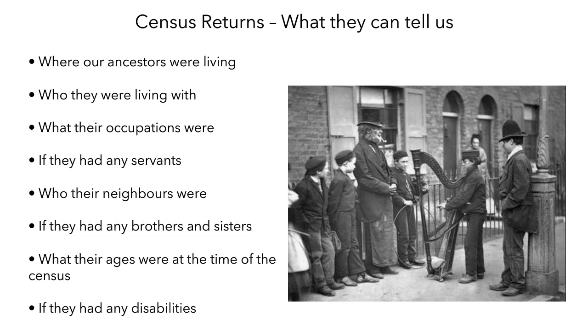So, quick rundown of what censuses can actually tell us. Obviously, they will tell us where our ancestors were living. They will tell us who they were living with, what their occupations were, which is always lovely to see, whether they had any servants. You'll find that more in earlier censuses. Who their neighbours were, if they had any siblings, their ages at the time the census was recorded, and with later censuses, you will also find whether they had any infirmities or disabilities.